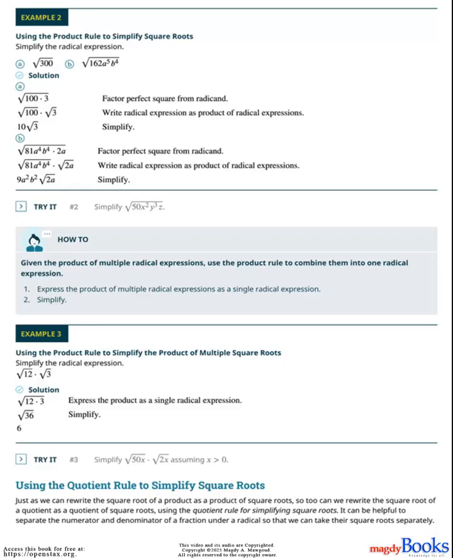1.3.3. Using the quotient rule to simplify square roots. Just as we can rewrite the square root of a product as a product of square roots, so too can we rewrite the square root of a quotient as a quotient of square roots, using the quotient rule for simplifying square roots. It can be helpful to separate the numerator and denominator of a fraction under a radical so that we can take their square roots separately.